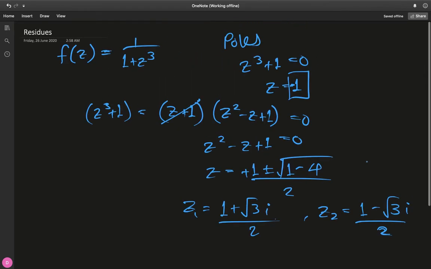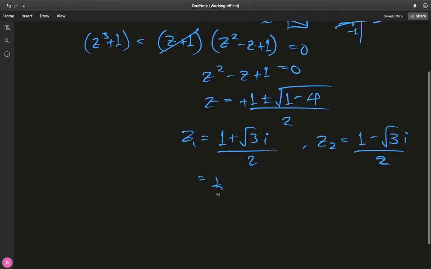But the poles we need to actually worry about, in order to find the residues, are those located inside the contour. So just briefly drawing the image of the contour, our contour was roughly something like this. So -1 is over here, it doesn't lie inside the contour, so just forget it.